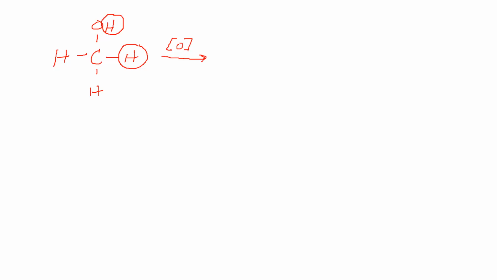So what we see here is a reduction in the hydrogen. We end up having a double bond formed between the oxygen and the carbon. This is called a carbonyl group. You definitely need to remember that this group here is called the carbonyl group.